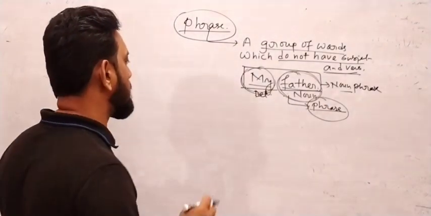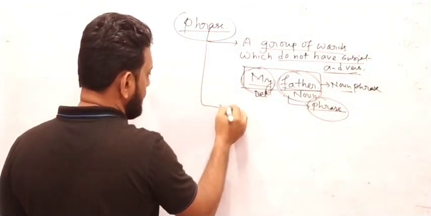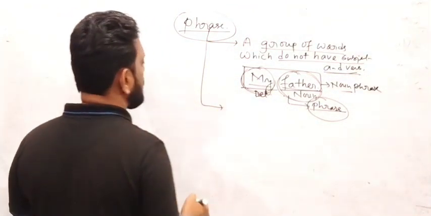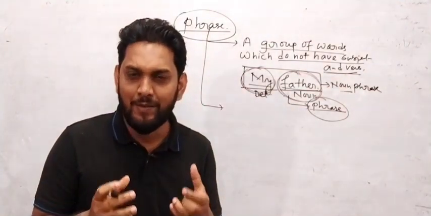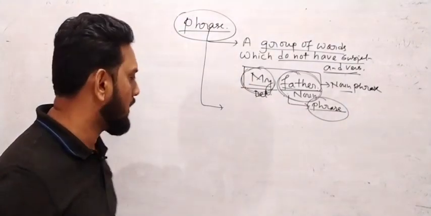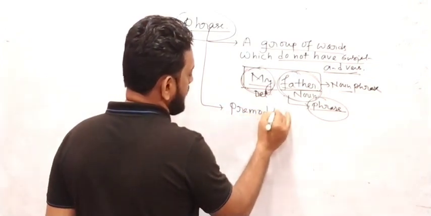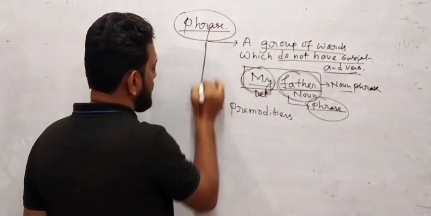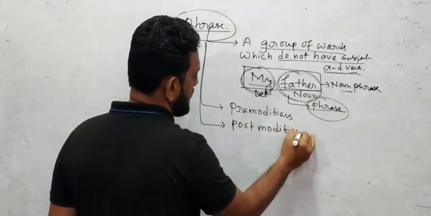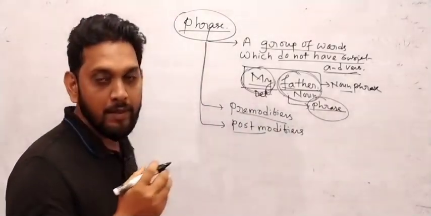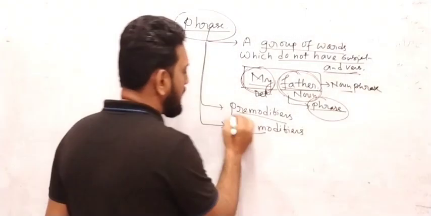Got my point? Now the question is, sir, how can we make phrases? Yes or no? That's very important. In order to make phrases, the most important thing is to learn about pre-modifiers. Write down pre-modifiers and post-modifiers. Pre-modifiers and post-modifiers both play a very important role in making phrases.